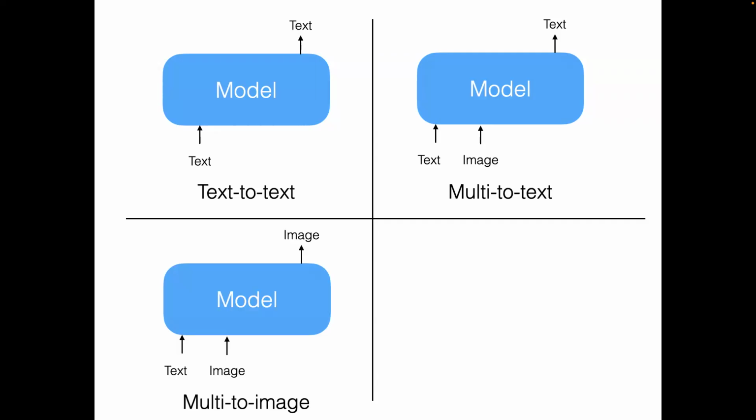Similarly, you could try to have a model which takes in text and an image and outputs an image, but it doesn't necessarily know how to produce text. Okay, and it turns out that if this is your goal, then you can also make different decisions than if you want a model that produces text.